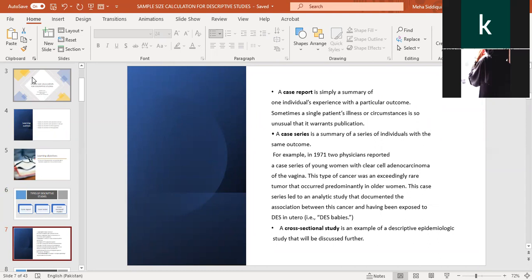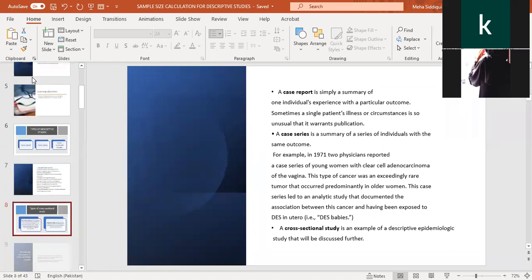Case series: it is a summary of a series of individuals with the same outcome. For example, in 1971, two physicians reported a case series of young women with clear cell adenocarcinoma of the vagina. This type of cancer was an exceedingly rare tumor that occurred predominantly in older women. This case series led to an analytic study that documented the association between this cancer and having been exposed to diethylstilbestrol in utero. So we can see that a case report and case series do not require sample size estimation. And third comes a cross-sectional study. It is an example of a descriptive epidemiologic study that will be discussed further.